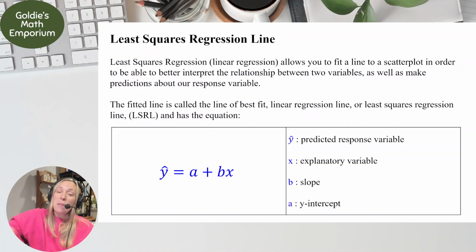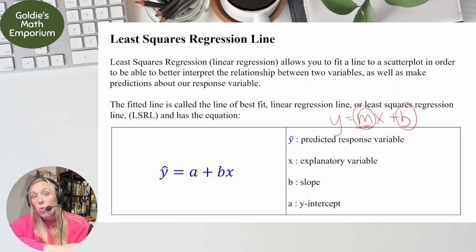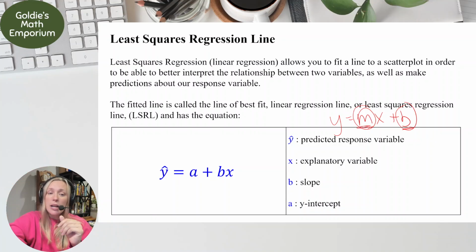Okay? So if you remember from your algebra days, y equals mx plus b, it's the same thing. M was our slope, B was our y-intercept. M was the slope because it was the coefficient of x, and B was our constant, and that made it the y-intercept. Same thing here. B right now is the coefficient of x, so it's going to be our slope, and then A is our constant, which makes it the y-intercept.